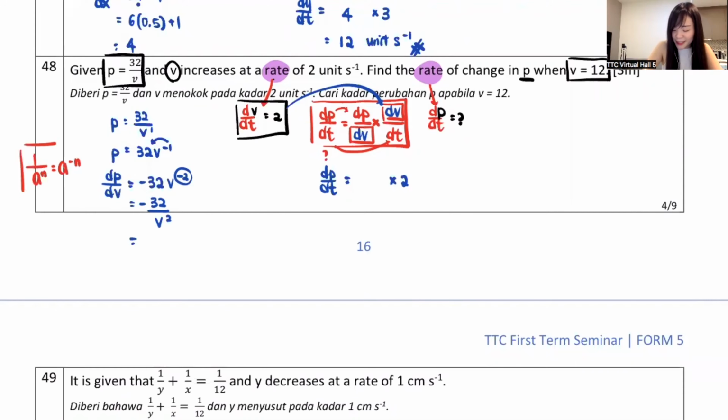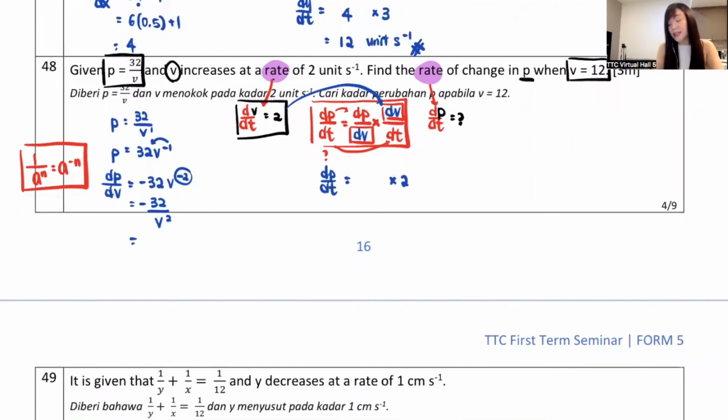I don't know what kind of basics you guys have, but this is the formula I'm referring to. This is the indices formula. Whenever they are at the bottom, you bring it up, the power becomes negative. Whenever you see a negative power, you can bring it down and it becomes a positive power again. So I'm just using this formula.